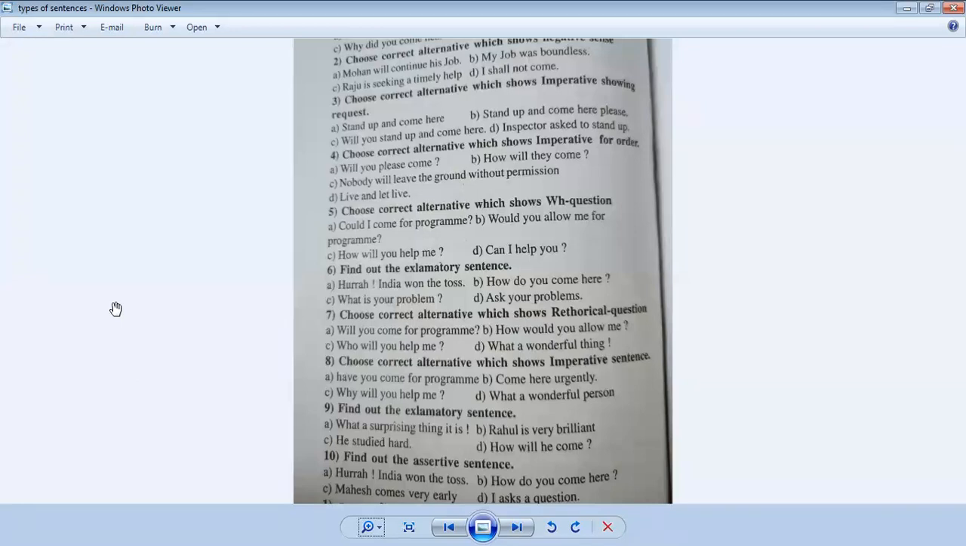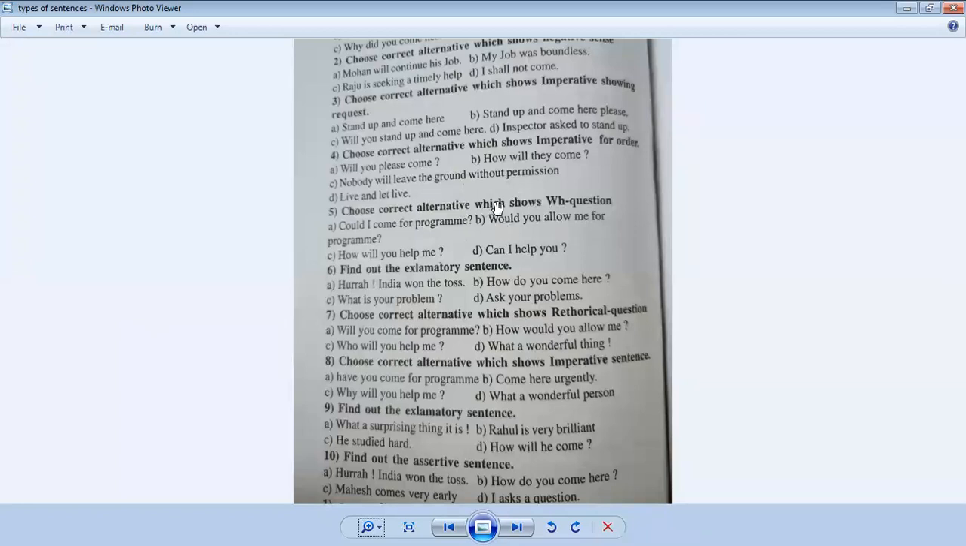Imperative sentence means आज्ञार्थी वाक्य. Imperative will have commands, then requests. That is imperative. Command, request is there. Orders are given. Correct.